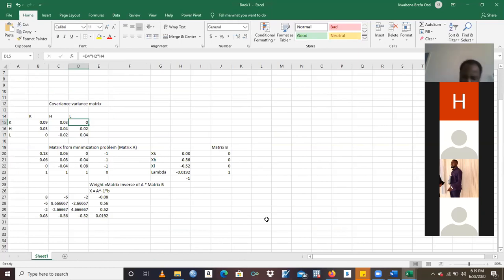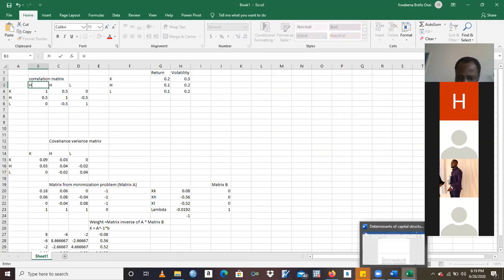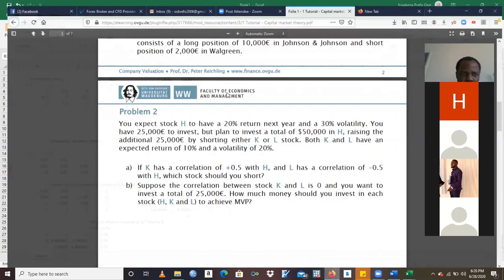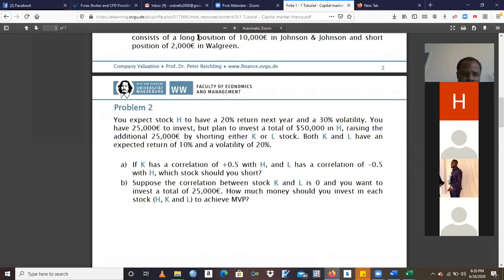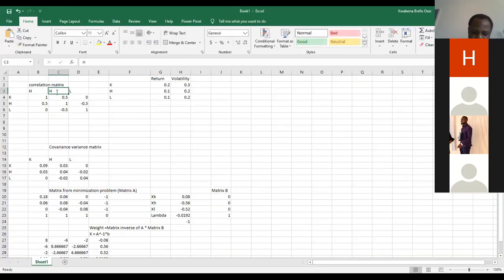So let's do it again. We have H. Let me start with this one here. Okay, let me share the screen again. I don't want to use what I have there because that will make it difficult for you guys to understand. H, K, L.